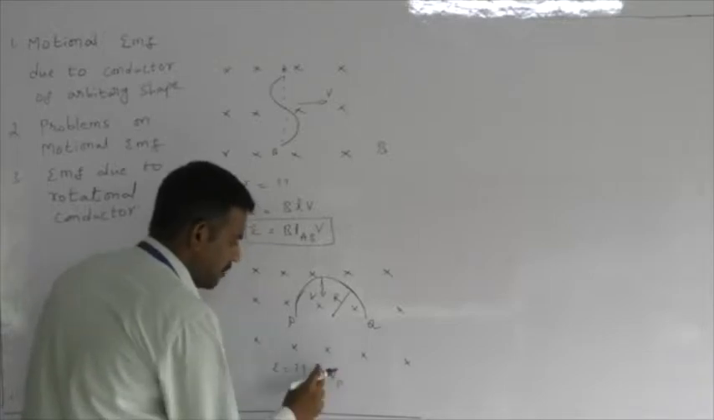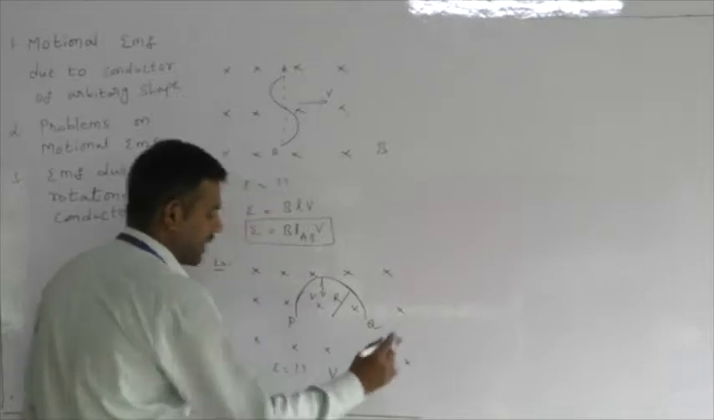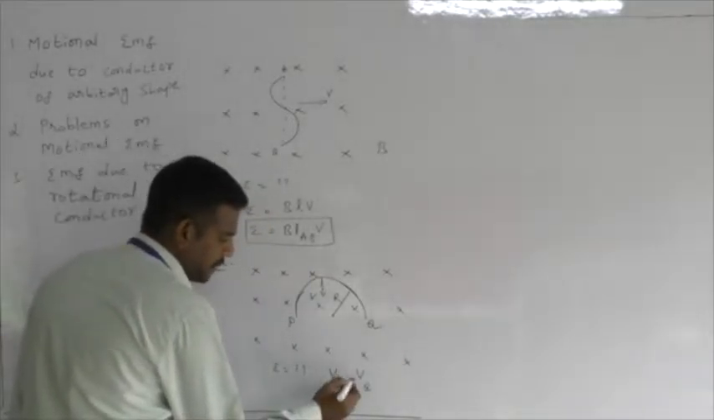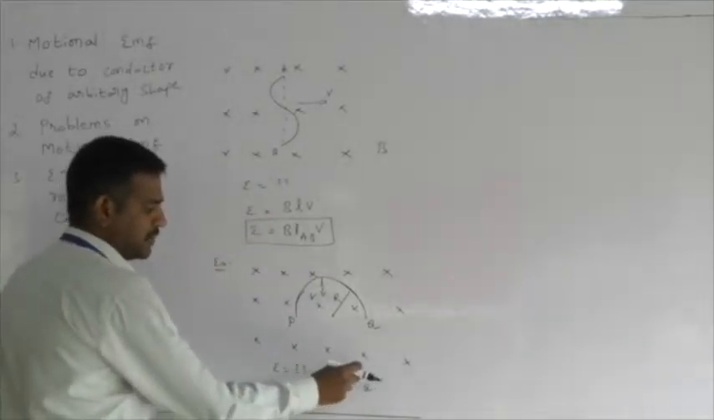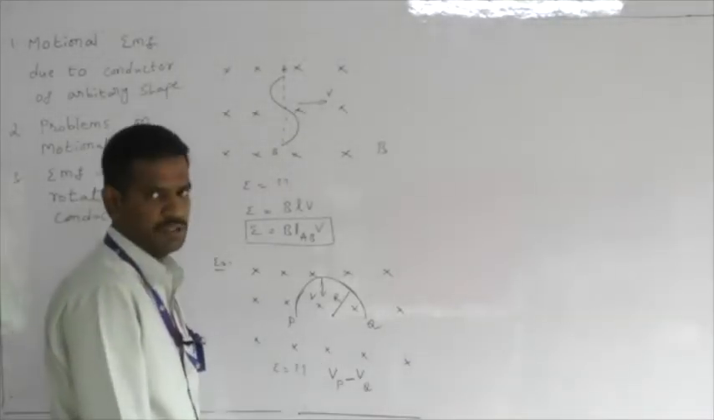That means if Vp is the potential at point P and Vq is the potential at point Q, what is the relationship between them? Either Vp is more than Vq, or Vq is more than Vp, or Vp equals Vq. That is what we have to find out.